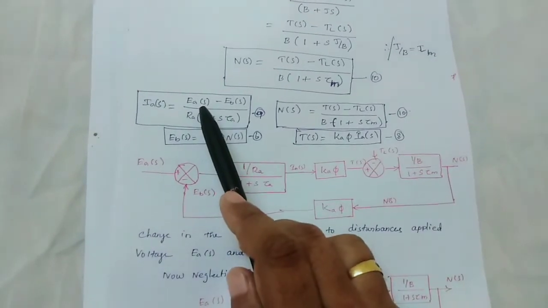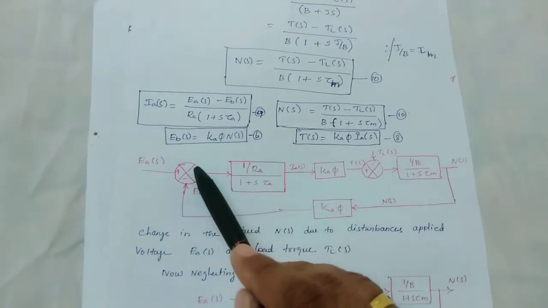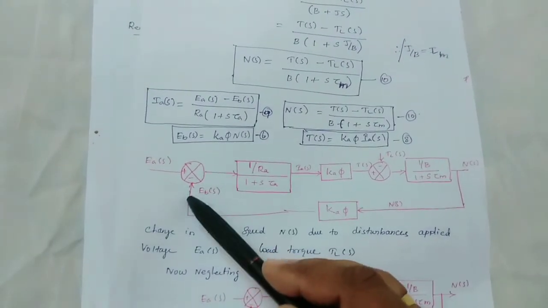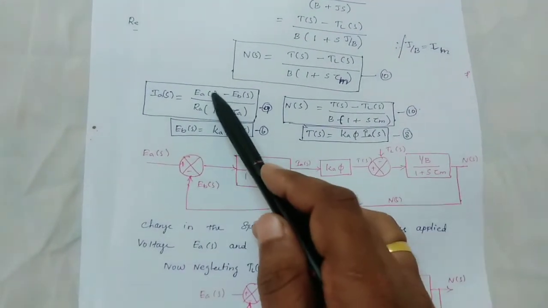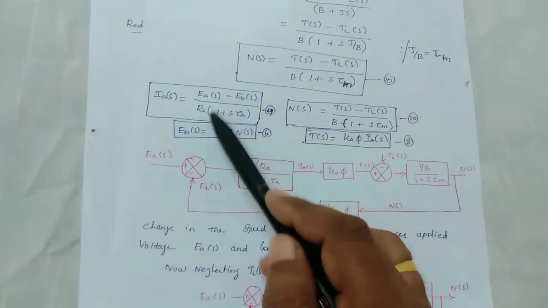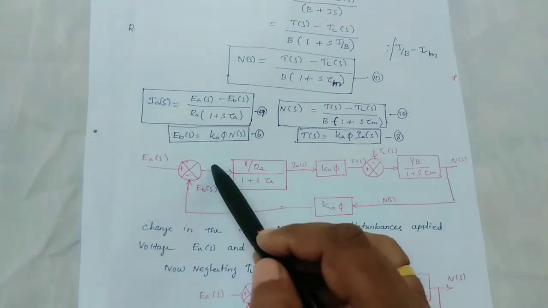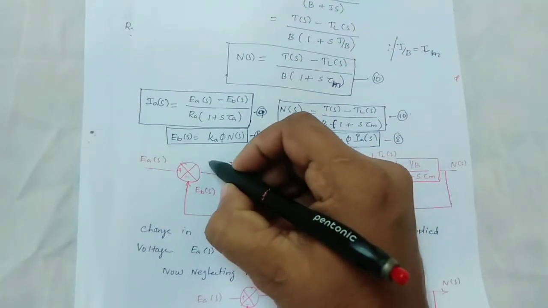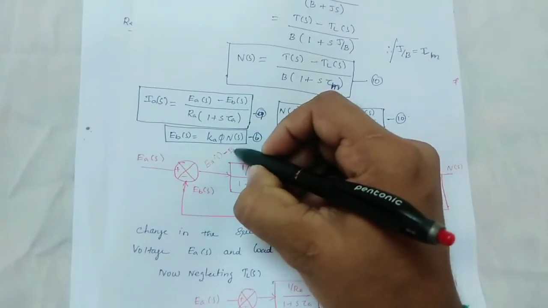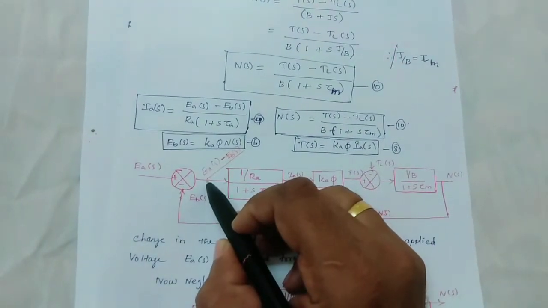From the first equation, there is a difference between EA of s and EB of s. So we draw a comparator, where EA of s is plus and EB of s is minus. Just we draw these two terms. And from these two terms, another term, 1 divided by RA into 1 plus s tau A, is multiplied, so IA of s is obtained. So here we have EA of s minus EB of s, the term after this comparison.